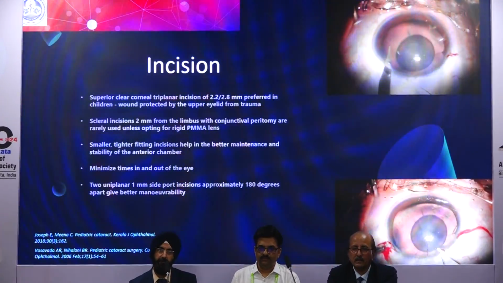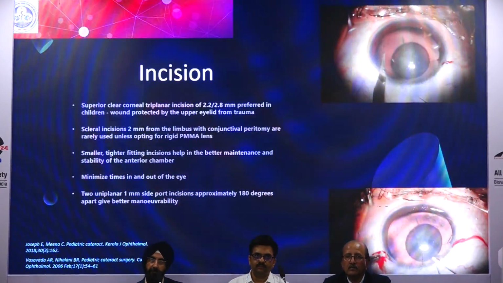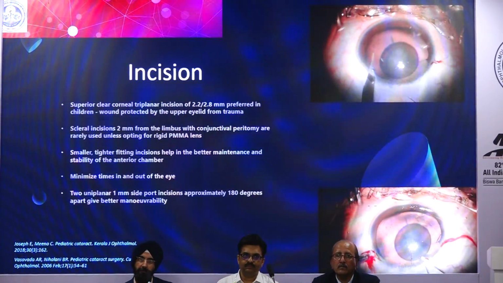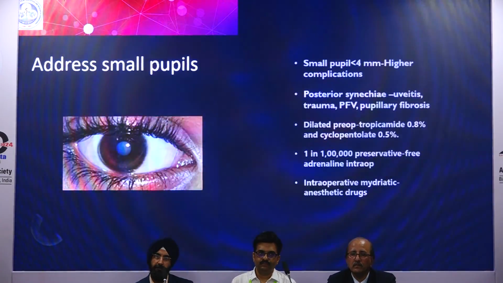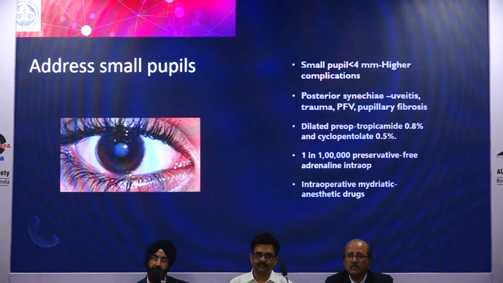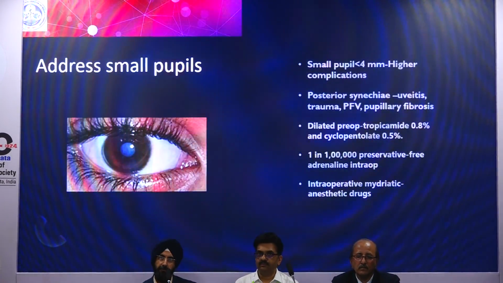Scleral incisions also can be given, and smaller, tighter fitting incisions help in better maintenance and stability of the anterior chamber. We should minimize the times in and out of the eye, and for the side ports, 2 uniplanar incisions are used. We should address small pupils in children. Small pupil is less than 4 mm. It leads to higher complications, as we all know.